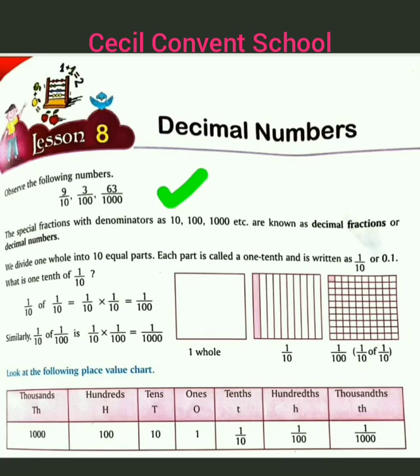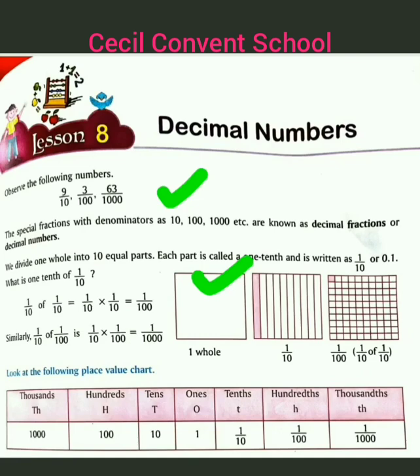Clear? If the number has 10 in the denominator, or 100 in the denominator, or 1000 in the denominator, we write it as a decimal fraction. Clear? And how will we count it? We will count it in this manner. If I take the whole box, it will be one whole. If I take one part of a whole, we take 1 by 10. If the total parts of a thing I have made are 100, and from that I take one, we will write 1 by 100. Clear?